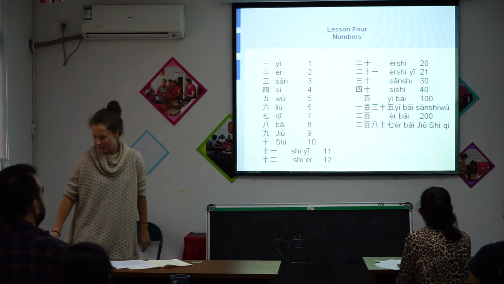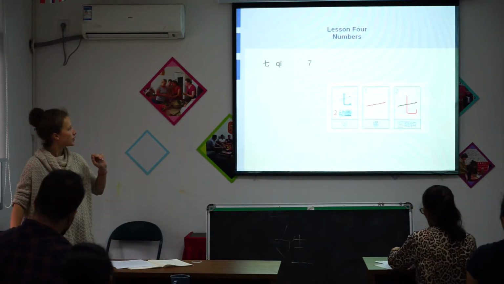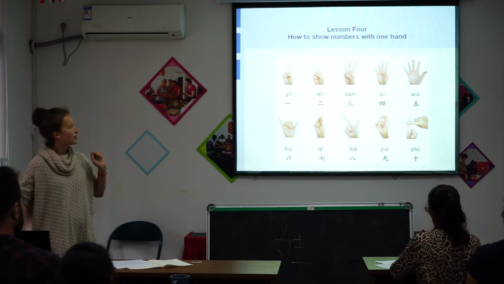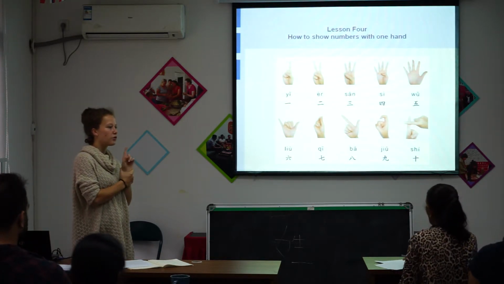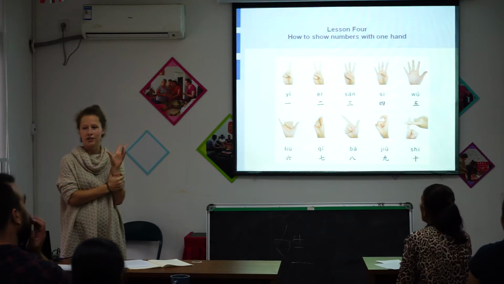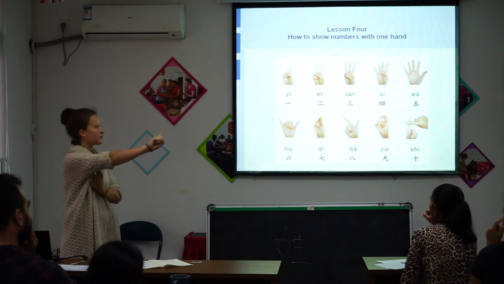Very nice. And then there is a nice way to show the numbers from 1 to 5 on only one hand in Chinese. So one is easy, right? It's like this.